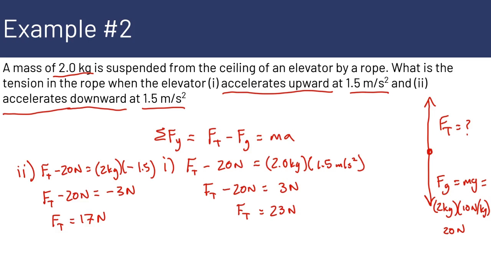Okay, so depending on whether the elevator is accelerating upwards or downwards, we end up with different tension forces. If the elevator were moving at a constant speed, the tension force would be balanced by the force of gravity, and the tension force would be the same as the force of gravity.